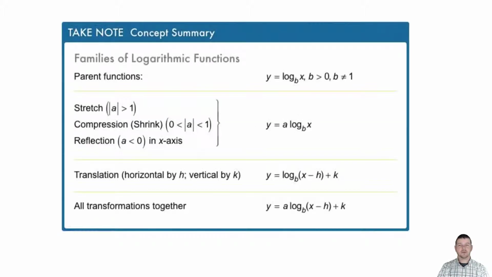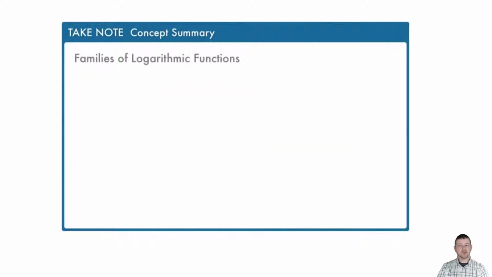Take note, concept summary. Families of logarithmic functions. The parent function is y equals log base b of x, where b is greater than 0 and b does not equal 1. If given y equals a times log base b of x, we get a vertical stretch if the absolute value of a is greater than 1, a vertical compression, or shrink, if 0 is less than the absolute value of a, which is less than 1, and we get a reflection in the x-axis if a is less than 0.